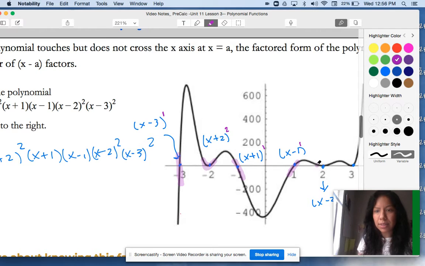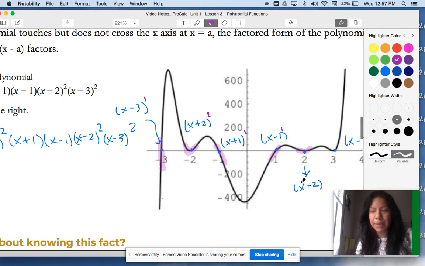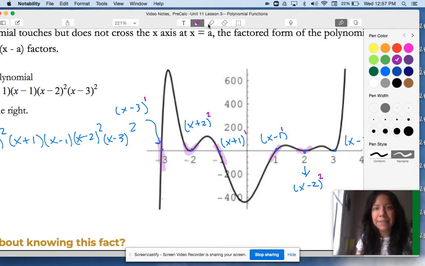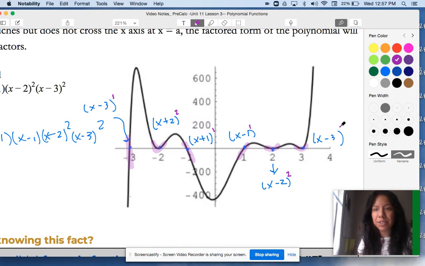Now we get to the next x-intercept, or root, and you can see that it bounces, or there's a turn that occurs here. So we know that this factor is going to be raised to the power of 2. And then the last one also turns or bounces at the x-axis. So that means this factor is going to have a power of 2. It's going to be even.